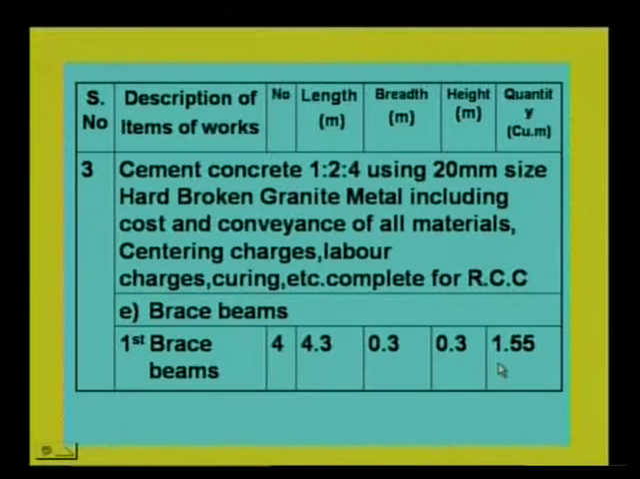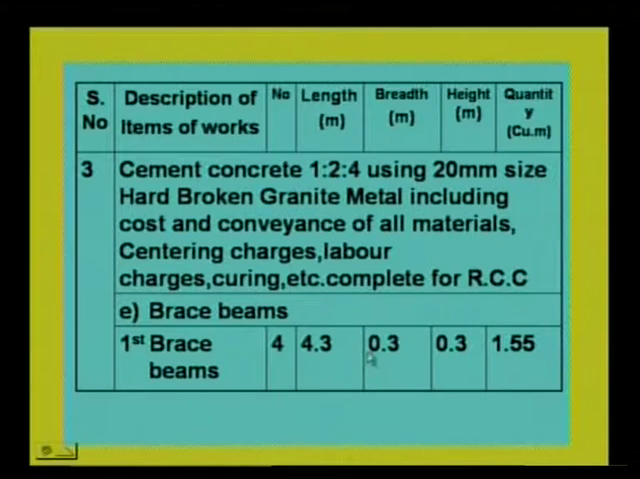0.3, so that is 1.55, so this is the quantity. This brace beam's length is taken in between the columns' inner face, because already while calculating the quantity of CC for columns, we have included the thickness of the column. So the deduction for the 0.3 width on either side will give you 4.3 for brace beams.